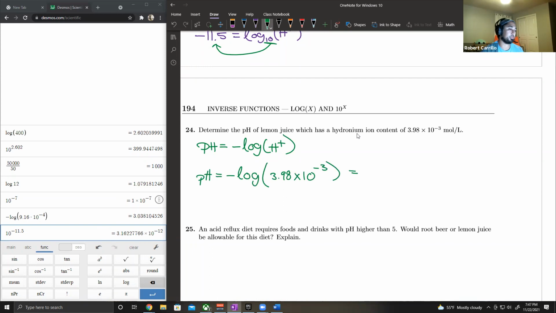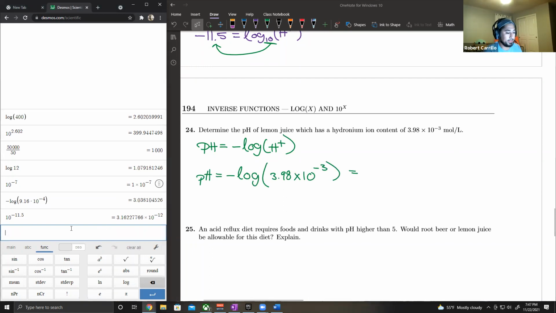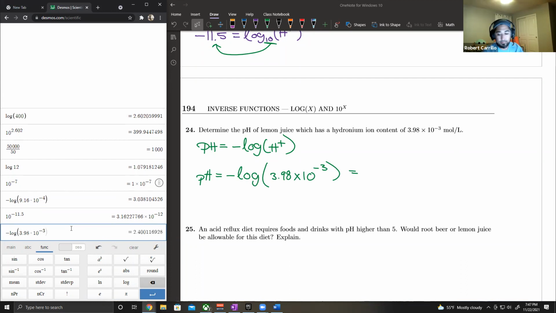Okay, let's see. Negative log of 3.98 times 10 to the negative 3. And we get that lemon juice is 2.4. And we definitely know lemon juice is acidic.